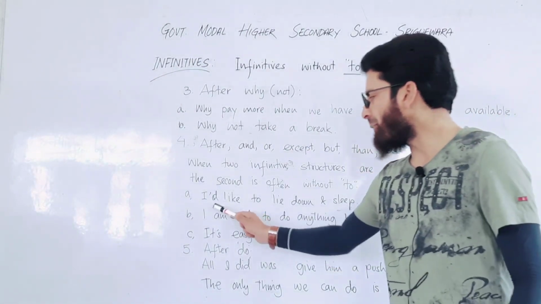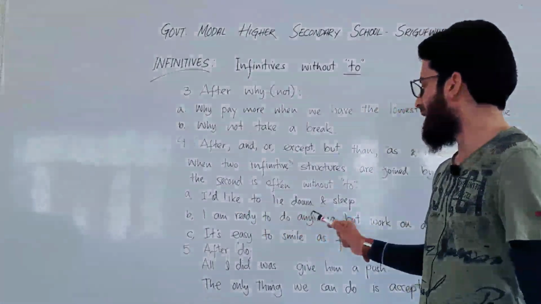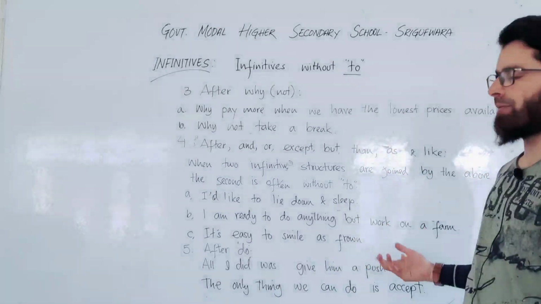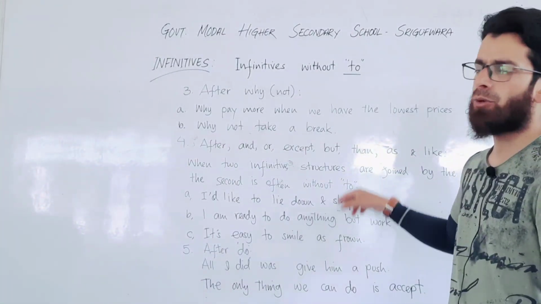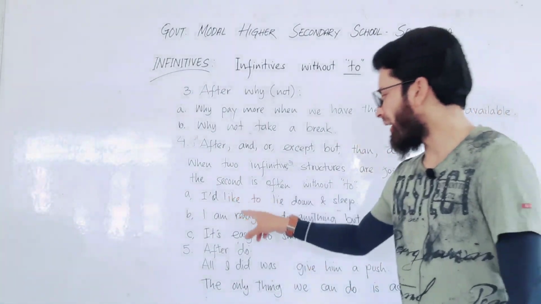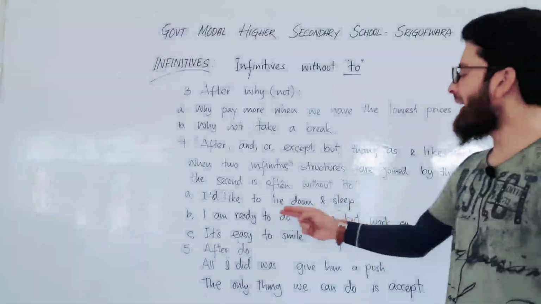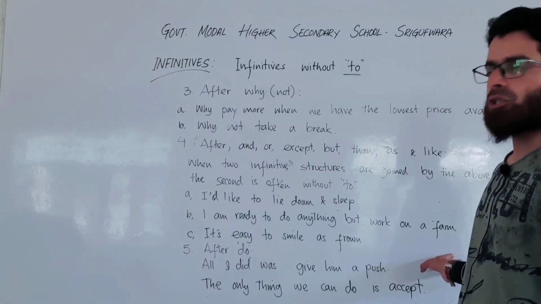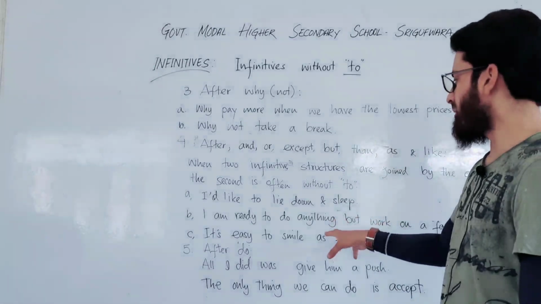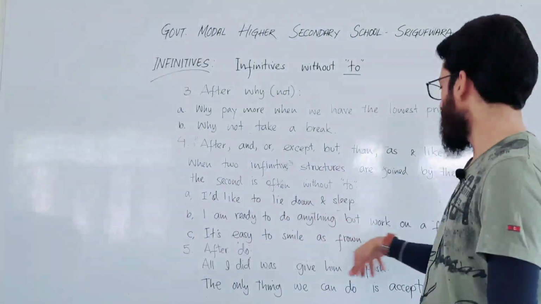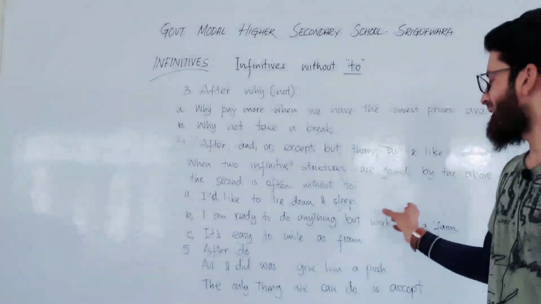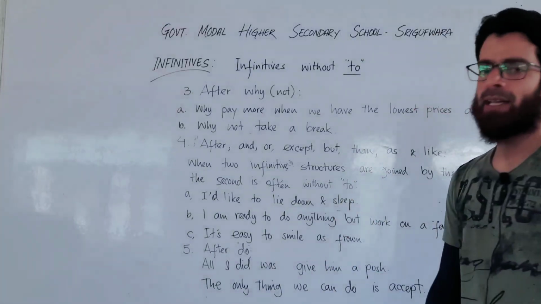For example, I would like to lie down and sleep. Not I would like to lie down and to sleep. So in the second infinitive you can drop to. I am ready to do anything but work on a farm. Here we have two infinitives, do and work. In the second infinitive you can drop to, because these infinitives are joined by but.